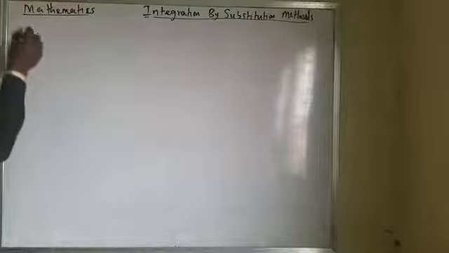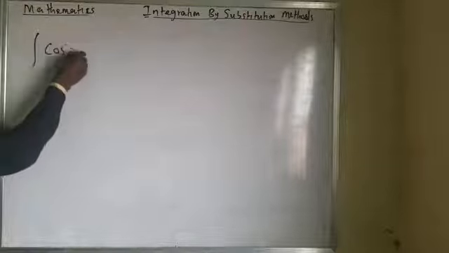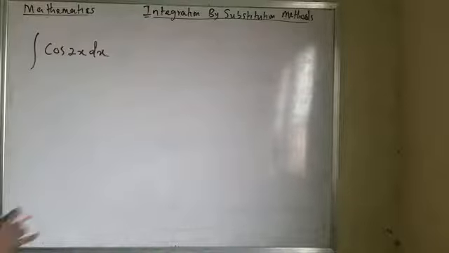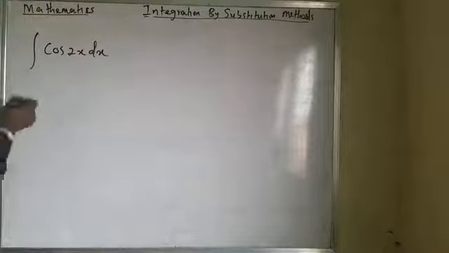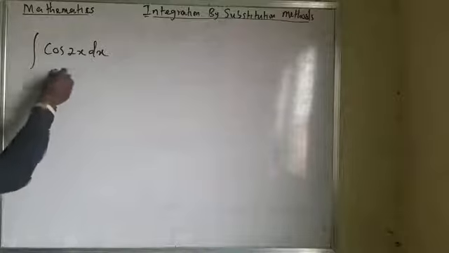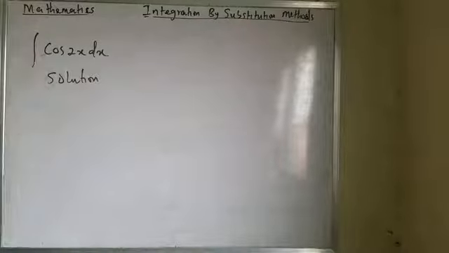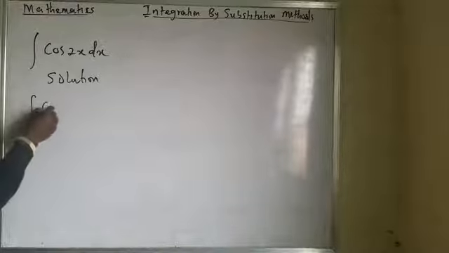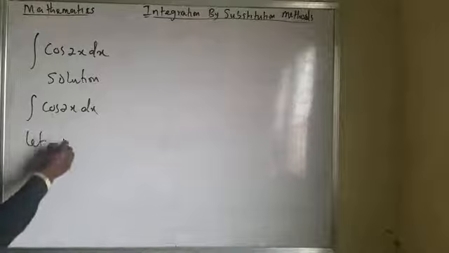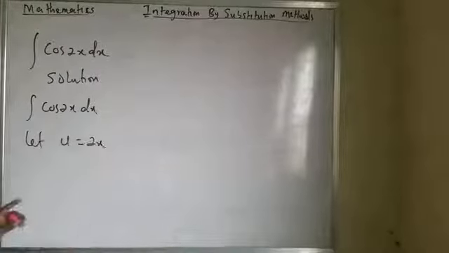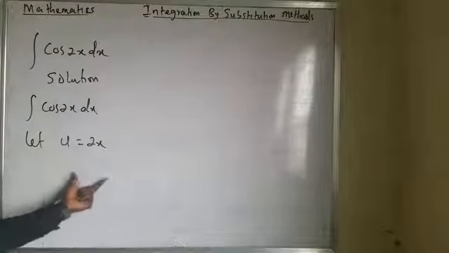I have the integral of cos 2x dx. For this, I want to go with substitution. Solution: I will say the integral of cos 2x dx, let u equal 2x. That is the substitution I want you to understand here.